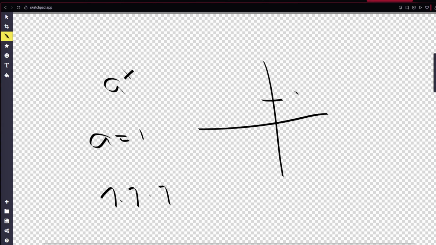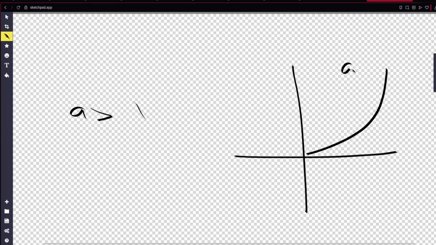So a to the x, when a is equal to 1, no matter what x is, 1 times 1 times 1 is always just going to be equal to 1. So this always looks the same regardless. You'll never actually really use this. I mean, it'd be practically useless. It's constant. And if a is greater than 1, the exponential function looks like this. a to the x. Quite simple.